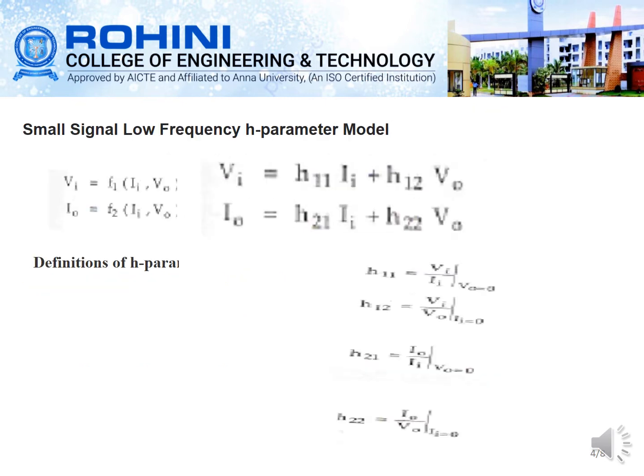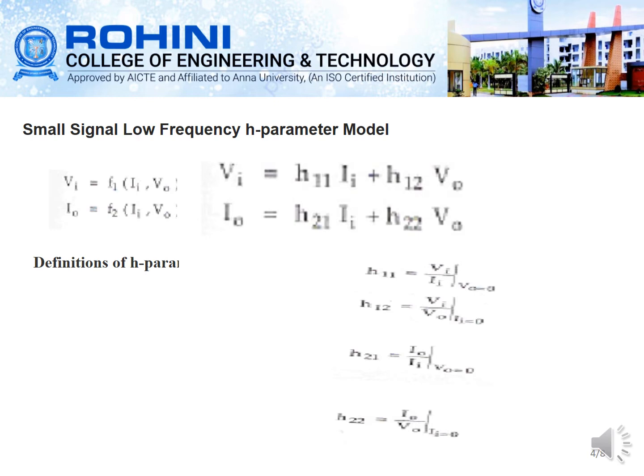So here we can write the equations as Vi is equal to f1 of Ii and Vo, then Io is equal to f2 of Ii and Vo. While writing these equations on the basis of the H parameter model, they become Vi is equal to h11 into Ii plus h12 into Vo, and Io is equal to h21 into Ii plus h22 into Vo. Then we find out the definitions of the H parameters.